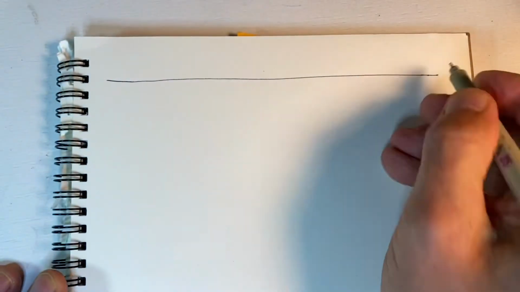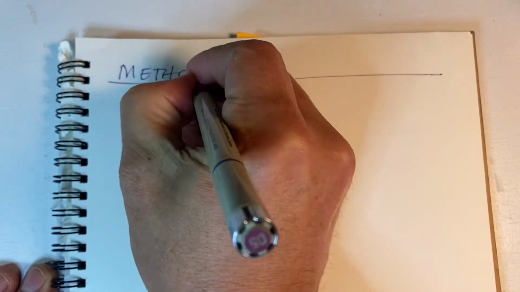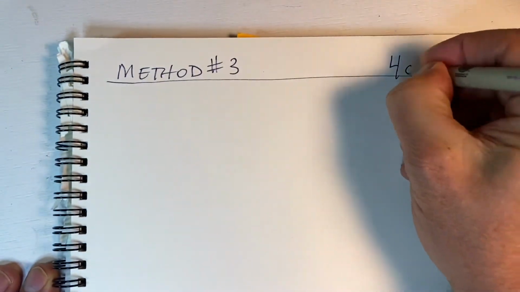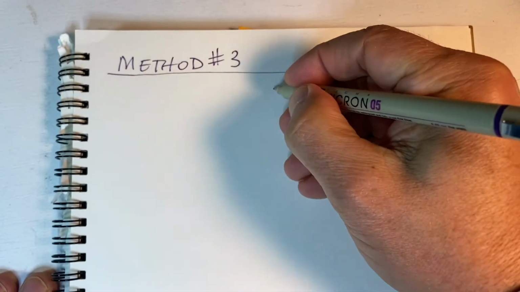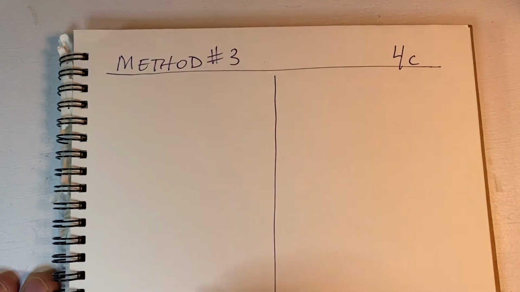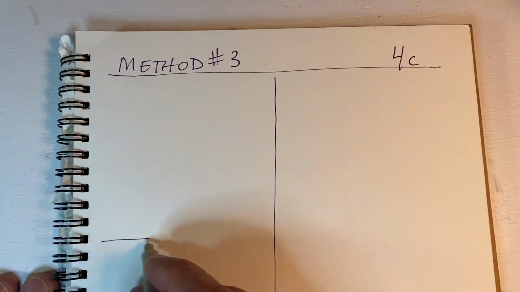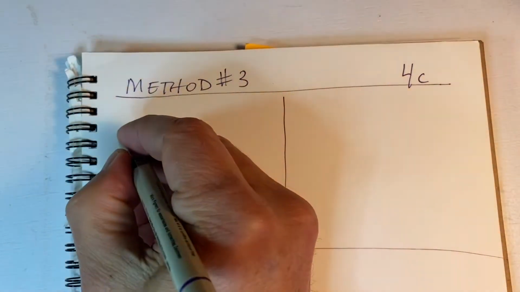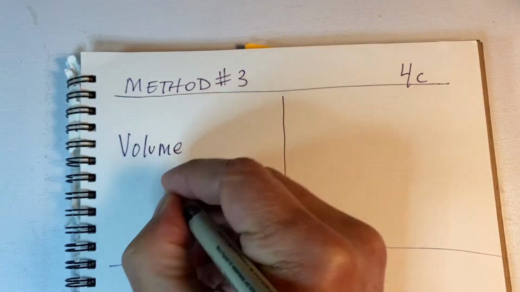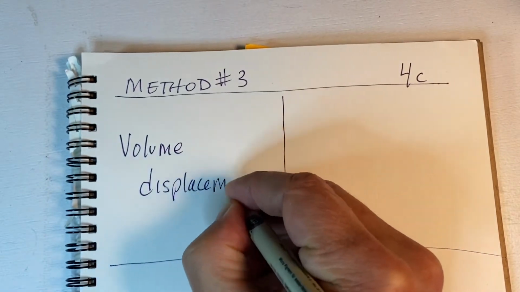And now for volume method 4C. We start the way we usually do with a line across the top and labeling it 4C, method 3. Now we'll split the paper into 4 boxes, make the top 2 boxes relatively small and the bottom 2 boxes sort of large. Method 3 is a method called volume displacement.